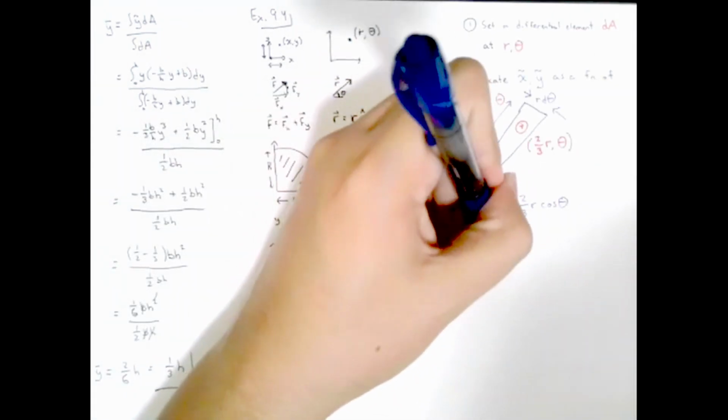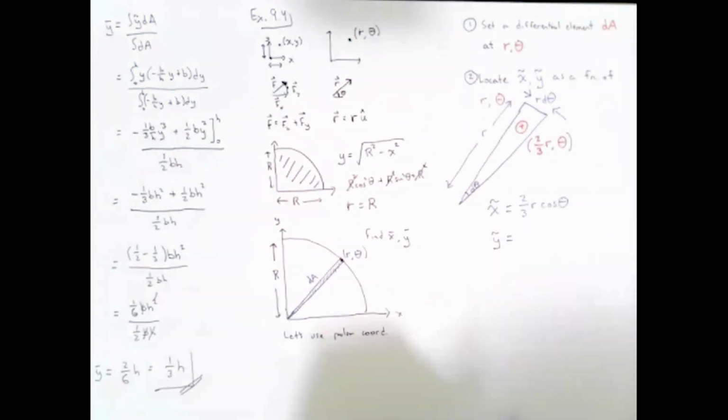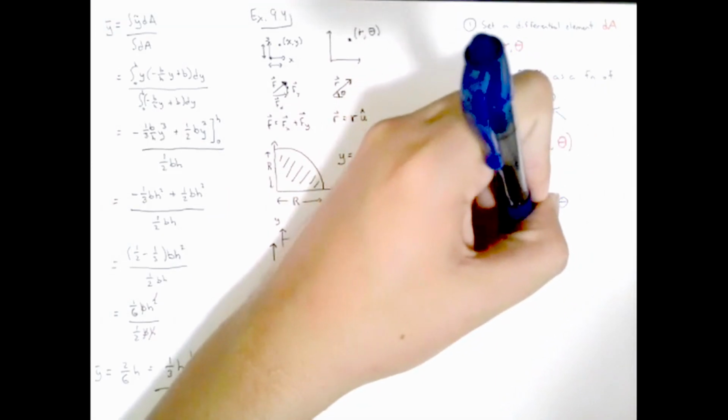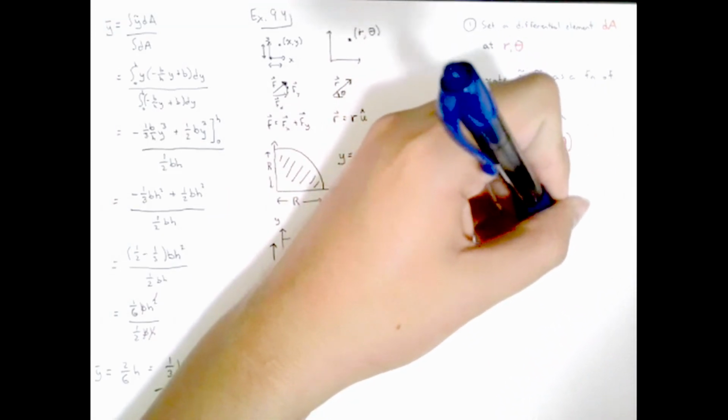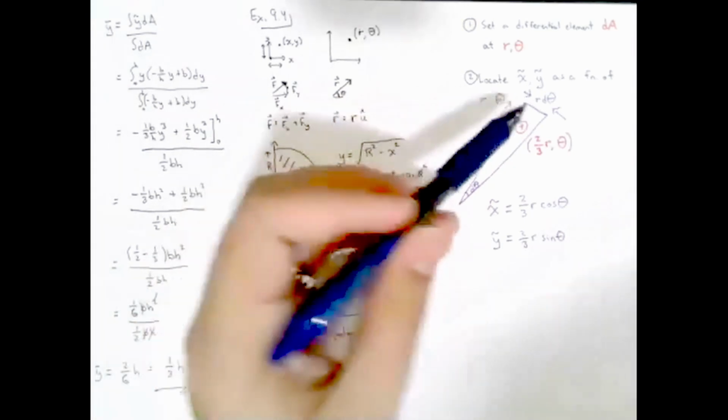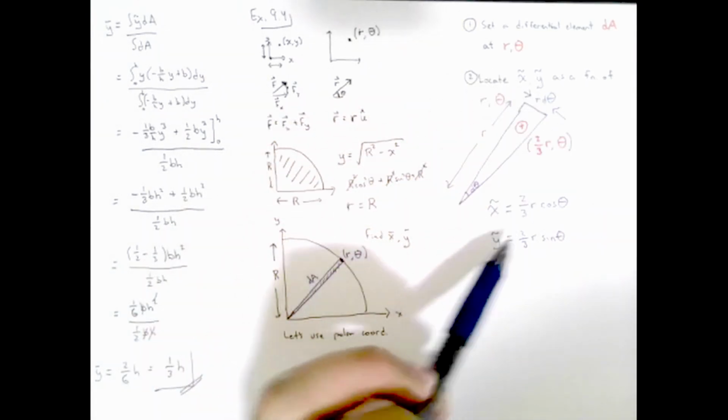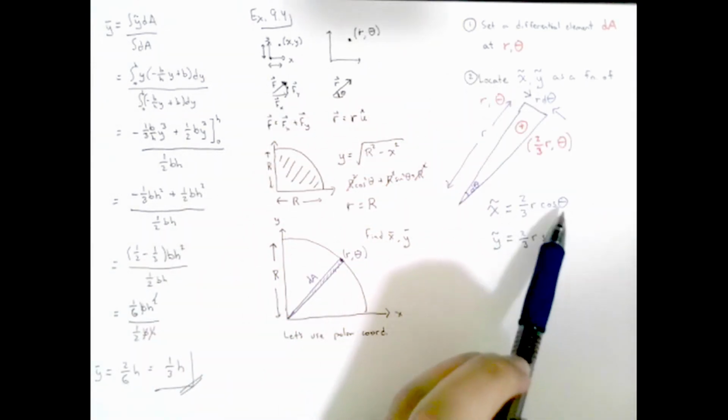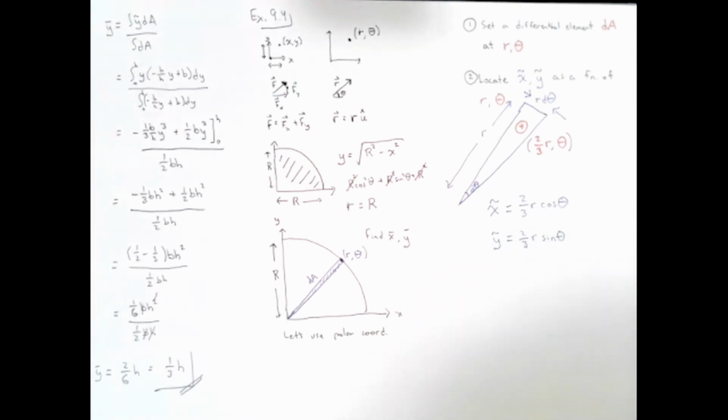Likewise, what do you think the y coordinate of the centroid of this element will be? Following that same line of thought. 2/3 r sine theta. Yep. So we've located x squiggly and y squiggly as functions of r and theta. That was step number 2.